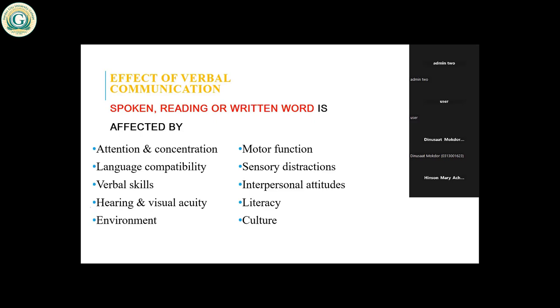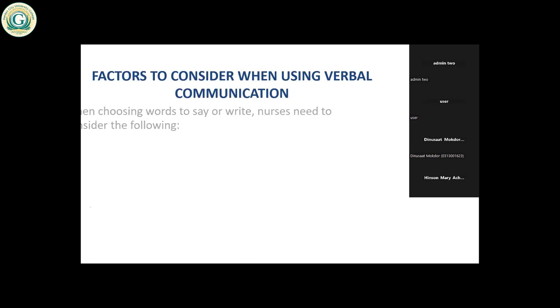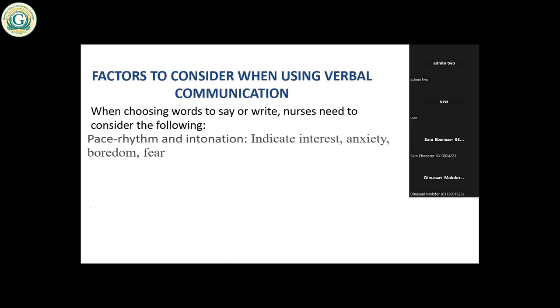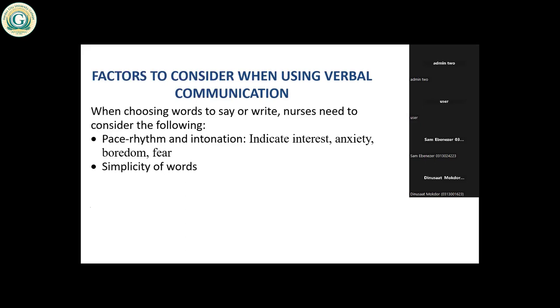So when you are using verbal communication, you need to consider these factors: the pace, the rhythm, and intonation. This indicates interest, anxiety, boredom, or fear. The simplicity: we always tell you to use simple words. Use simple words that are also clear.